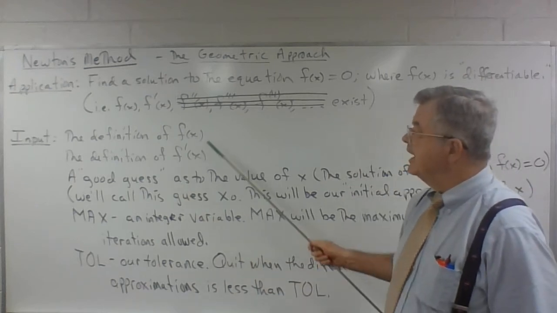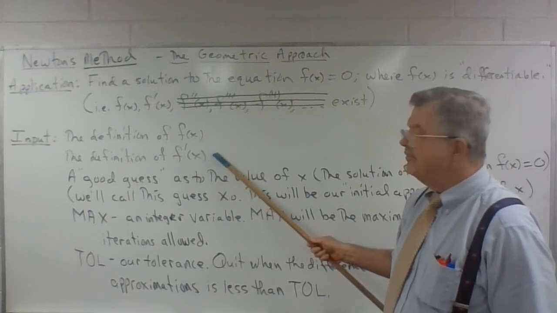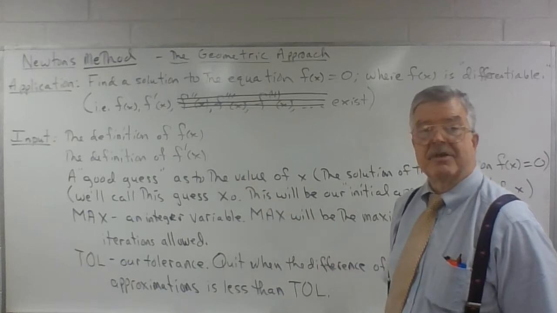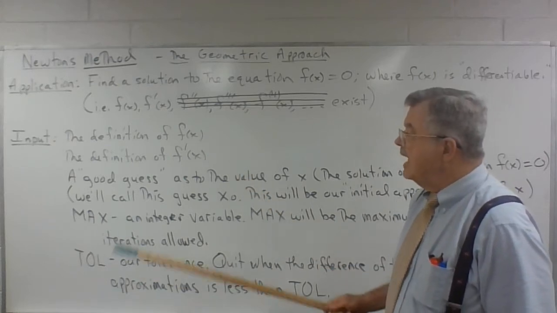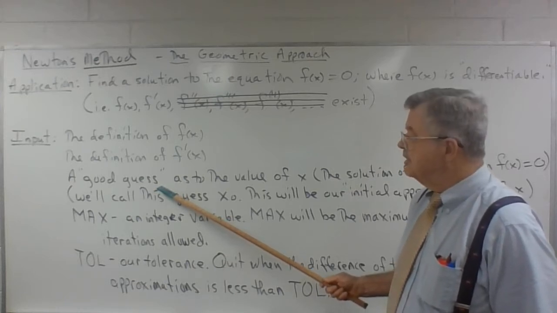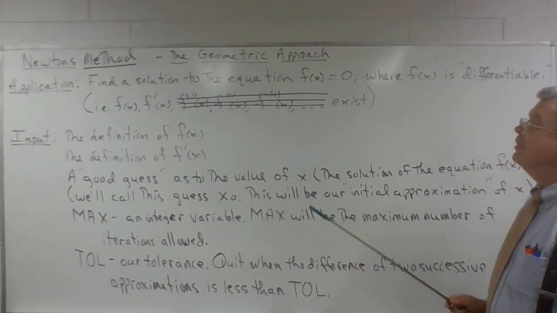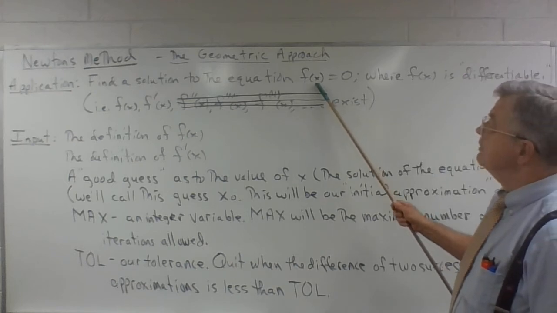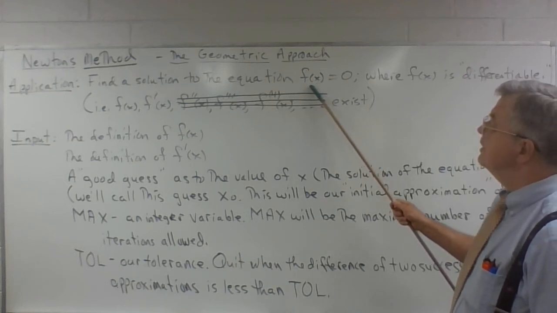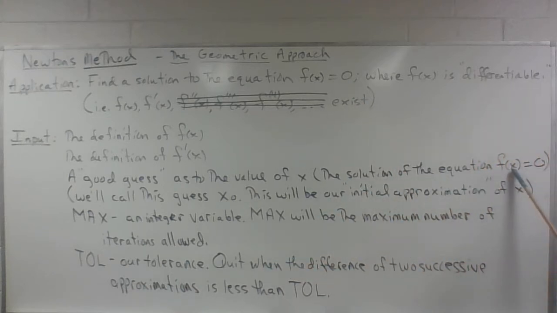Input for this algorithm: we'll have to define f of x when we write the program. We'll have to define the derivative f prime of x when we write the program. And the program will have to prompt the user for a good guess as to the value of x. And remember what x is. x is the value that makes this function f of x equal to 0. So the solution of this equation, f of x equals 0, is x.